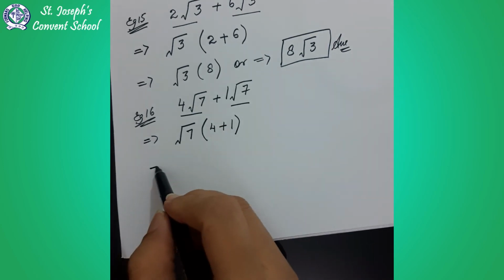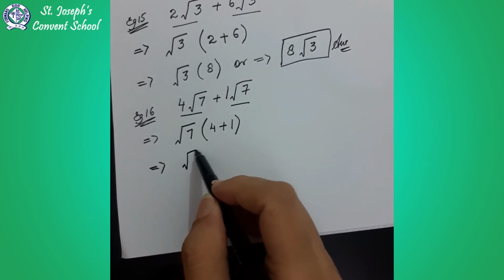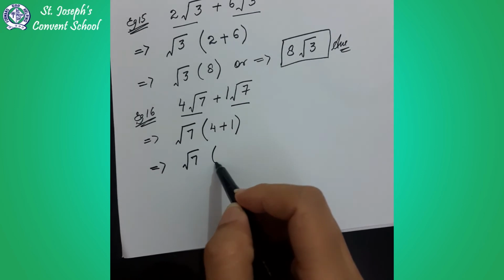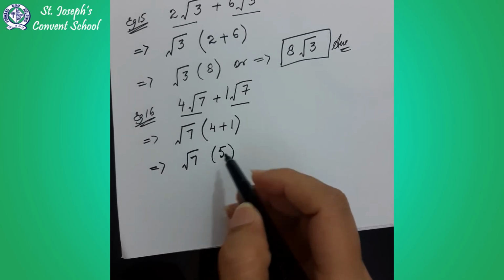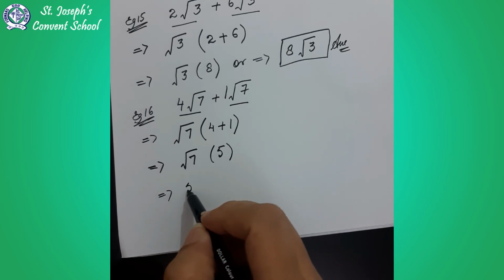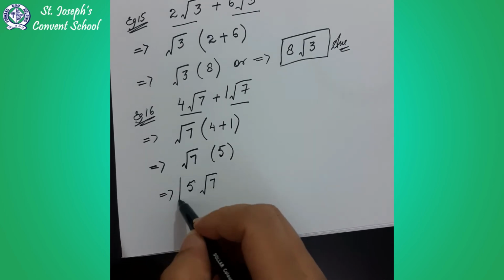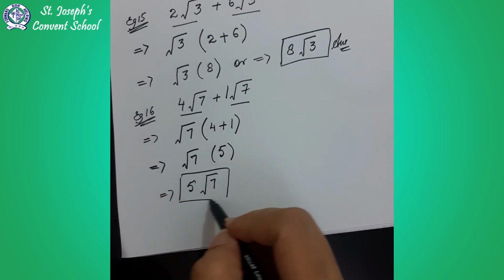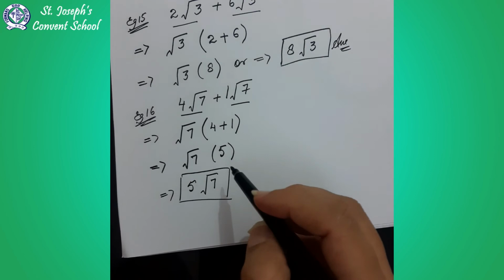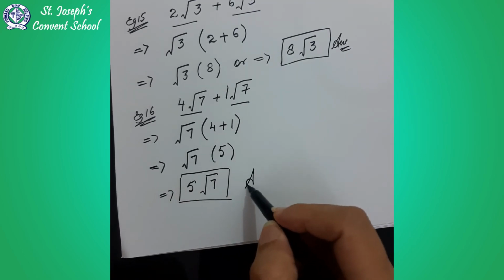Now this is under root 7 times 4 plus 1, which is 5, or you can write it this way: 5 before the root sign, 5 under root 7. So this is the answer. This way you can change the numbers, putting 5 before this root sign. So this is the answer.